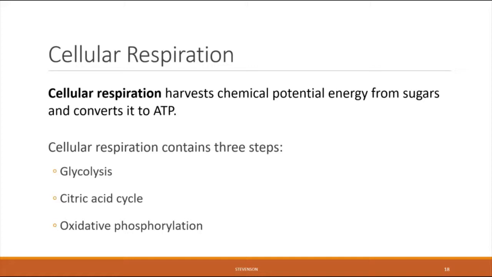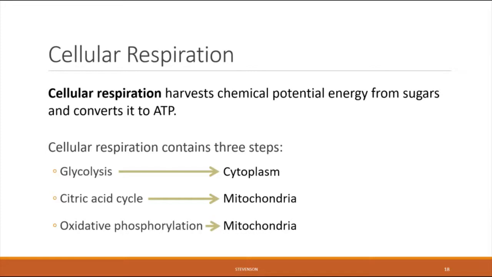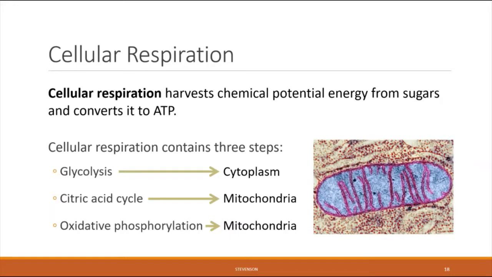Glycolysis is the only one of the 3 steps of this process that occurs in the cytoplasm of the cell, which, remember, is the jelly-like fluid substance that makes up the inside of the cell. If there's dead space in the cell, it is filled with cytoplasm. The citric acid cycle and oxidative phosphorylation both occur inside of the mitochondria, which we previously learned is an organelle, or a cell structure, that is dedicated to generating energy in the form of ATP. So now we make that connection.